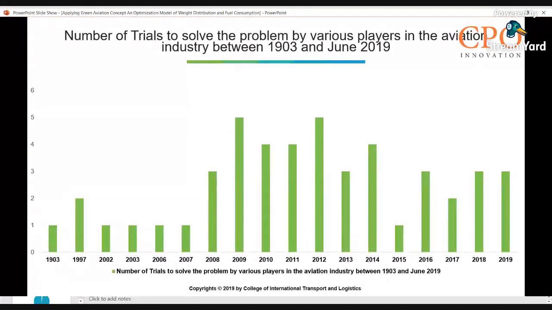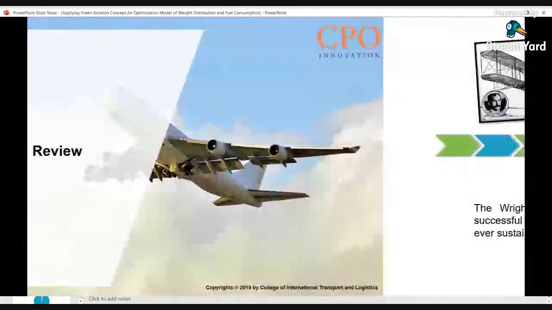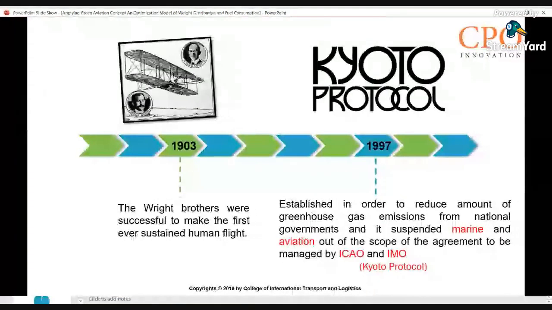Throughout the research, we collected a number of trials to solve the problems by various players in the aviation industry, between the start point of the aviation industry in 1903, the Wright brothers, and June 2019. So our timeline starts with 1903, the Wright brothers with their successful first ever sustained human flight. This was the launching point for this huge sector of transportation.